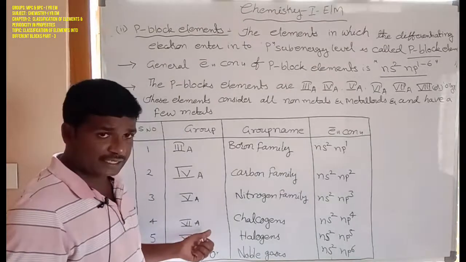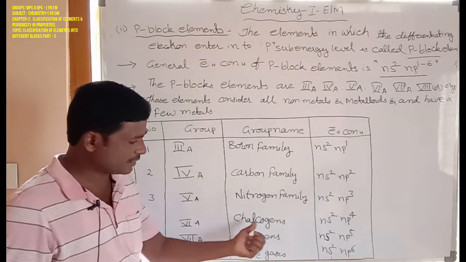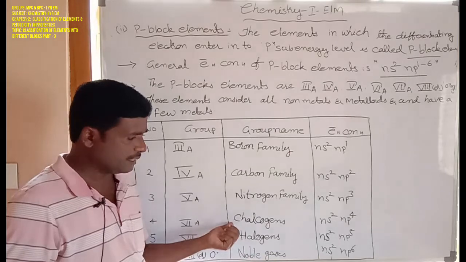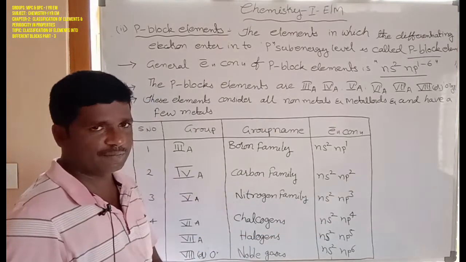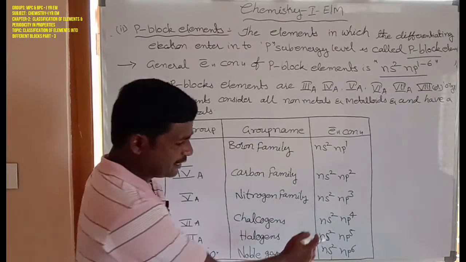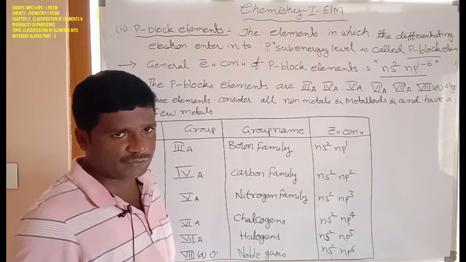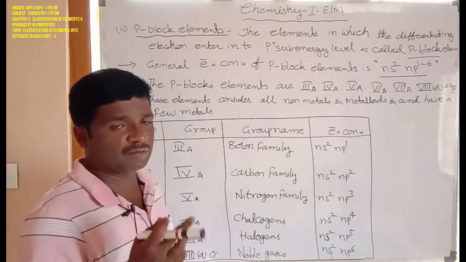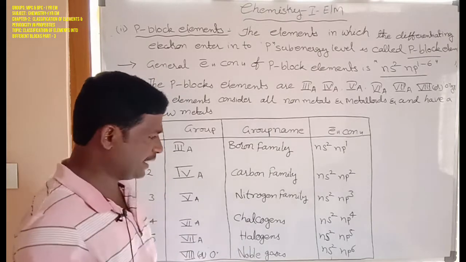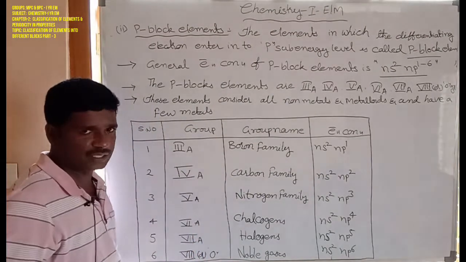Sixth A. The sixth A group elements are also called chalcogens. The electron configuration is ns2 np4. The s orbital has 2 electrons and the p orbital has 4 electrons. 2 plus 4 is 6 electrons. The outermost valence shell has only 6 electrons, so they are called sixth A group elements or chalcogens.